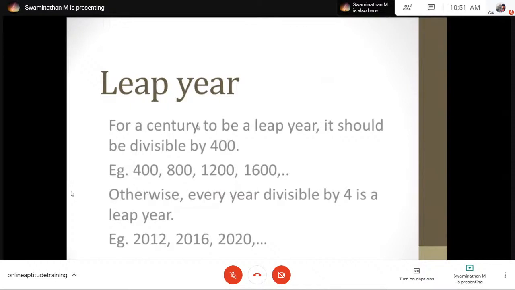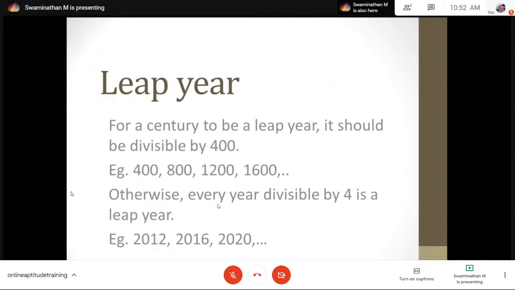For non-century years, years other than centuries, it must be divisible by 4. For a century year to be a leap year, it should be divisible by 400. Otherwise, every year divisible by 4 is a leap year.